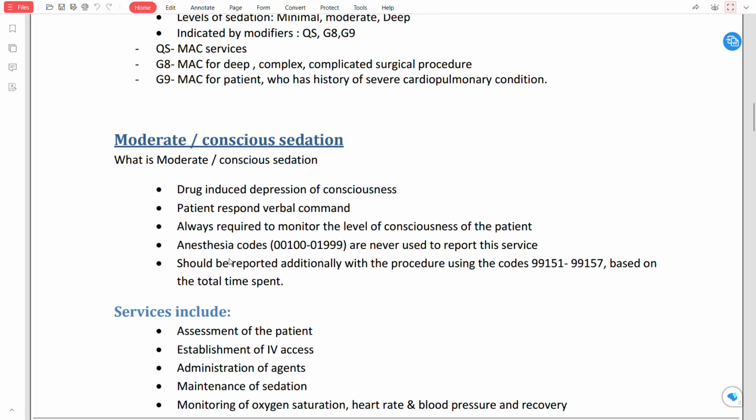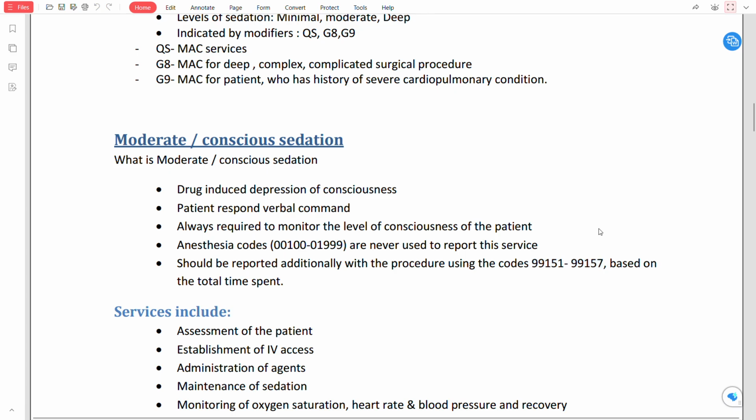A patient who has moderate or conscious sedation should be reported additionally with the procedure using the codes 99151 to 99157. It is the range of codes additional for coding moderate or conscious sedation. Okay, so you have to use these codes only, not the anesthesia codes. Clear? And also these codes represent the total time spent.